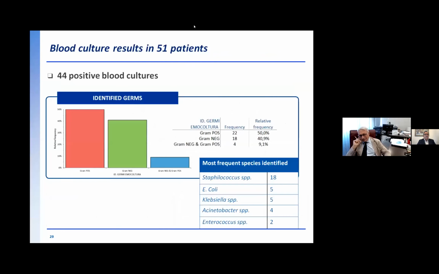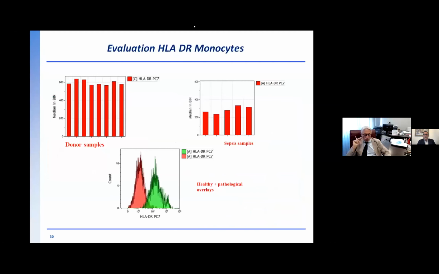And this is the situation that emerged from the blood culture in 51 patients: 44 positive blood cultures, 22 gram positive, 18 gram negative, and microbial forms: 18 cases from Staphylococcus, 5 cases from E. coli, 5 from Klebsiella, 4 from Acinetobacter, and then 2 from Enterococci.